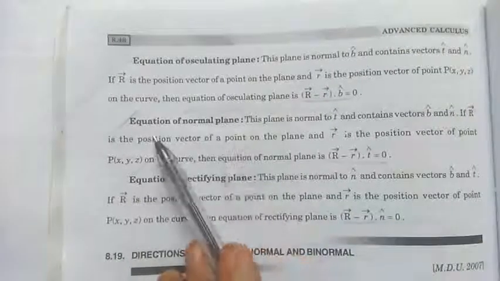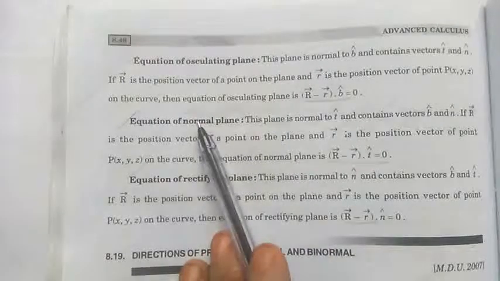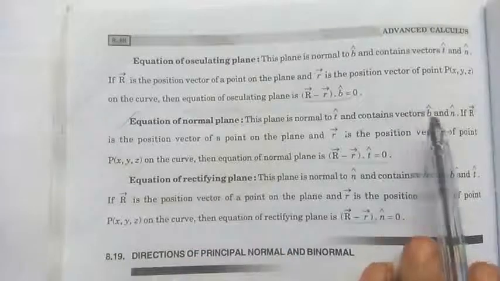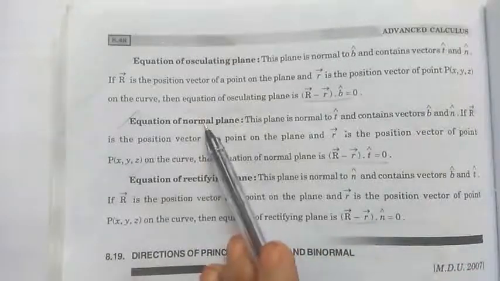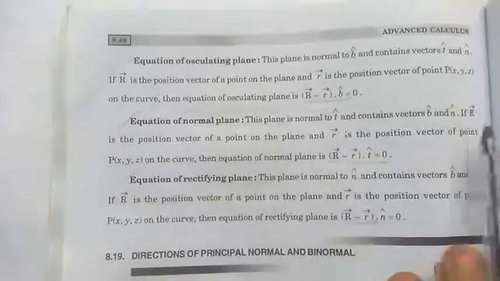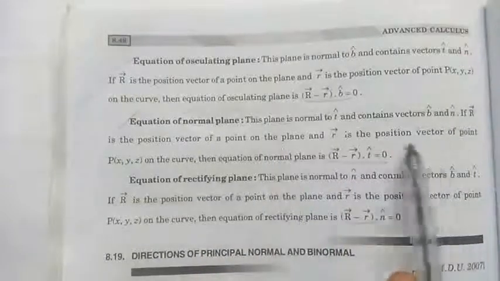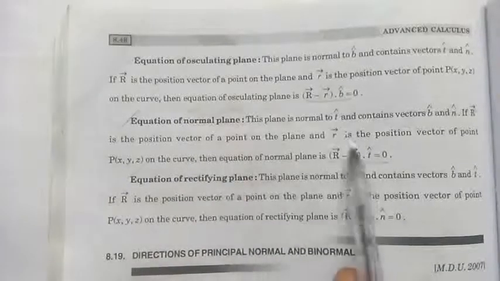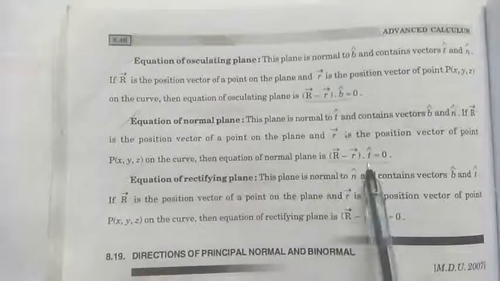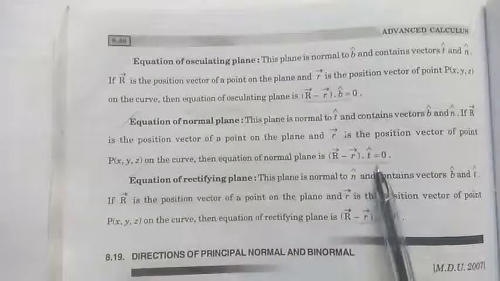In the same way, we can define the normal plane and the rectifying plane. A normal plane contains the unit vector along the binormal and the unit vector along the principal normal, and it is perpendicular to the unit tangent vector. So if we take R as the position vector of a current point on the plane and r as the position vector of the moving point on the curve, then because the vectors R minus r and T cap are perpendicular to each other, their dot product will be 0. So we get the equation of the normal plane in this way.